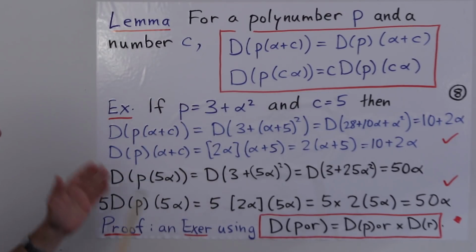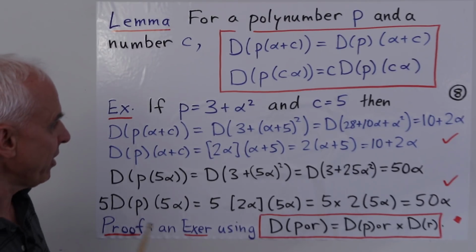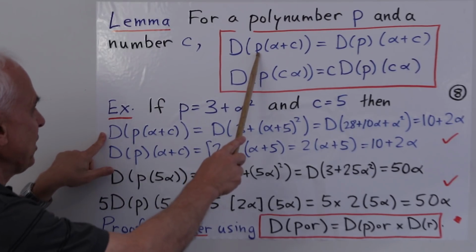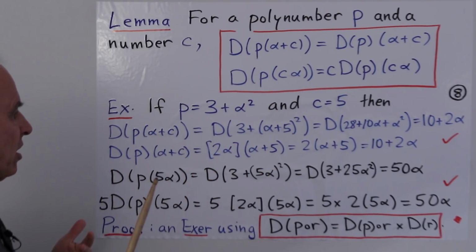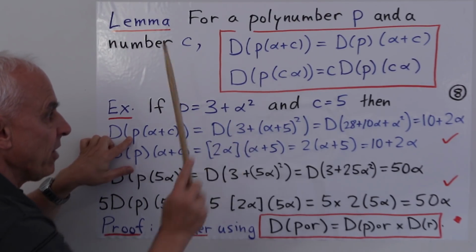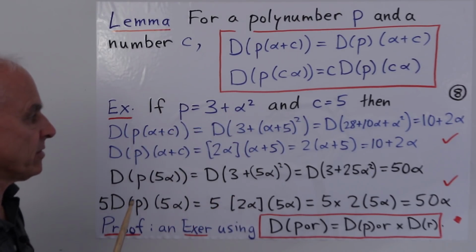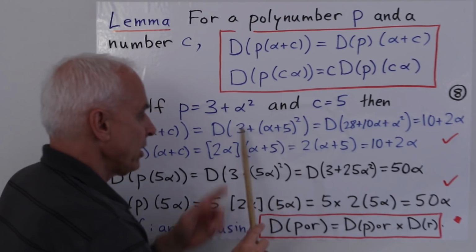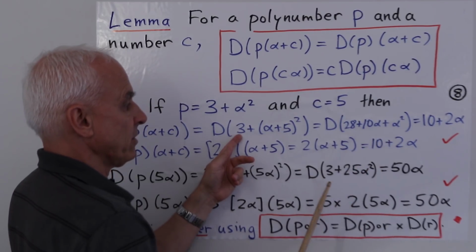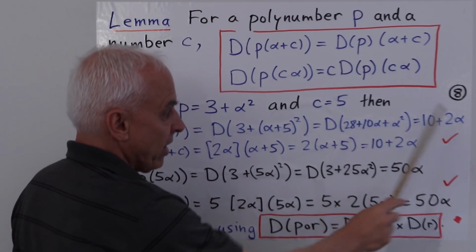Okay, so let me illustrate those. Let's look at p equals 3 plus alpha squared. There's a polynumber. And c, say, is the number 5. So the first thing, the derivative of p of alpha plus c. What are we talking about? This is now the polynumber obtained by replacing the alpha with alpha plus 5. So it's the polynumber 3 plus alpha plus 5 squared. And what is that polynumber? Well, you can expand that out. That's 28 plus 10 alpha plus alpha squared. So we're being asked to take the derivative of that. And the derivative of this is 10 plus 2 alpha.